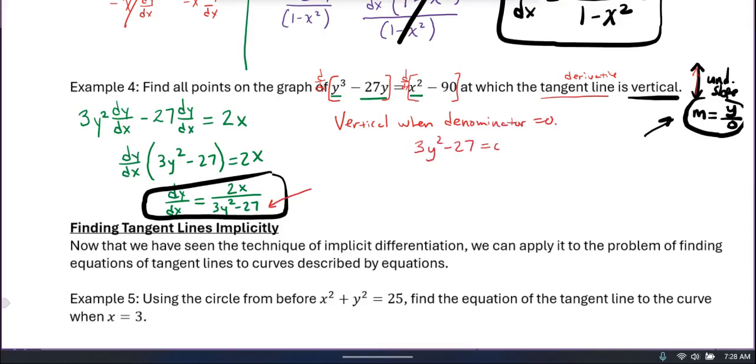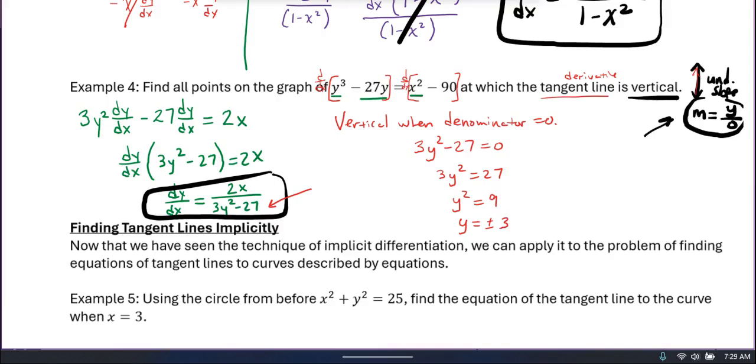We want to consider when that is equal to 0. Let's add 27 to both sides of this equation. Divide both sides by 3. And then take the square root. We'll have plus or minus 3. So those would be places on the graph where the tangent line is vertical.